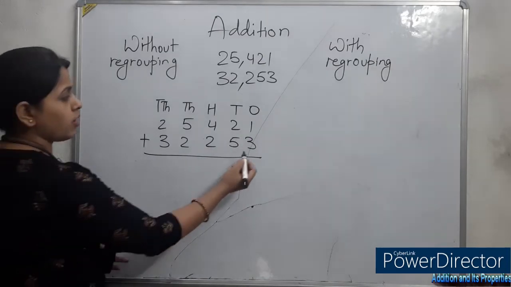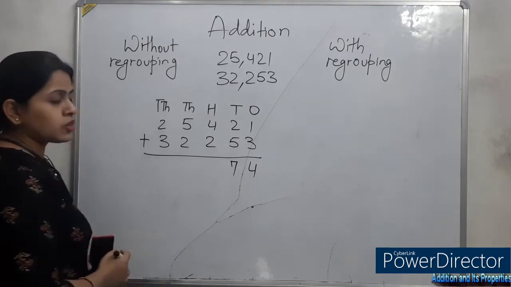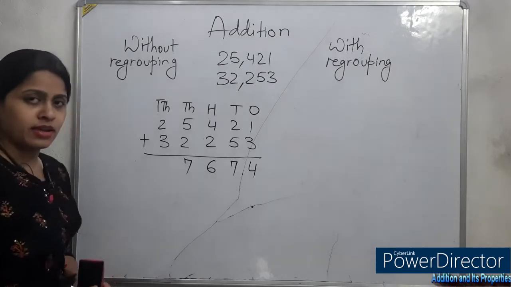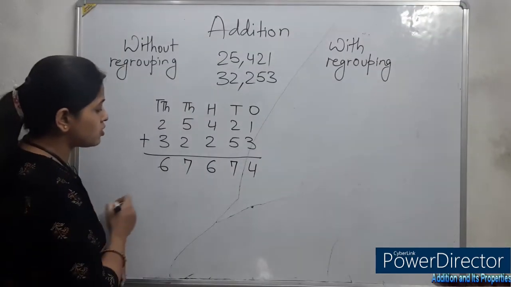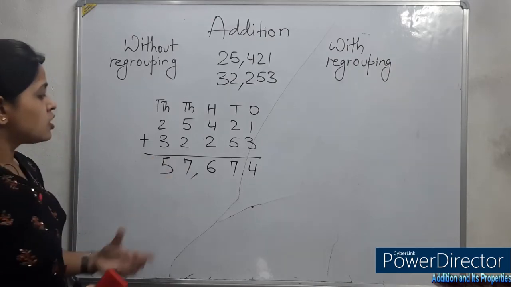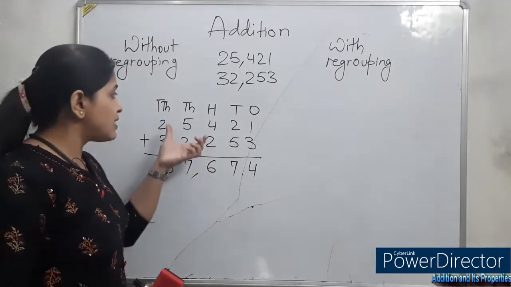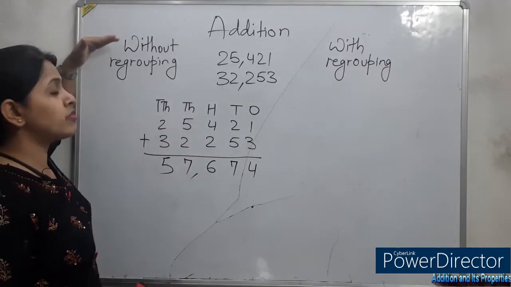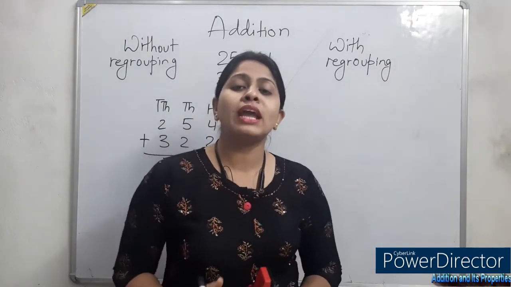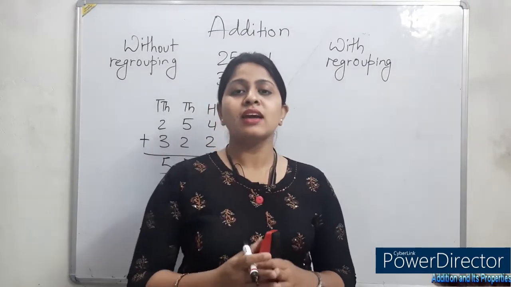That means 3 plus 1, 4; 5 plus 2, 7; 4 plus 2, 6; 5 plus 2, 7; and 3 plus 2, sorry, 5. So 57,674 is our result, and this is the case of without regrouping. Without regrouping means there is no need to take a carry from another number. There is no need to carry.